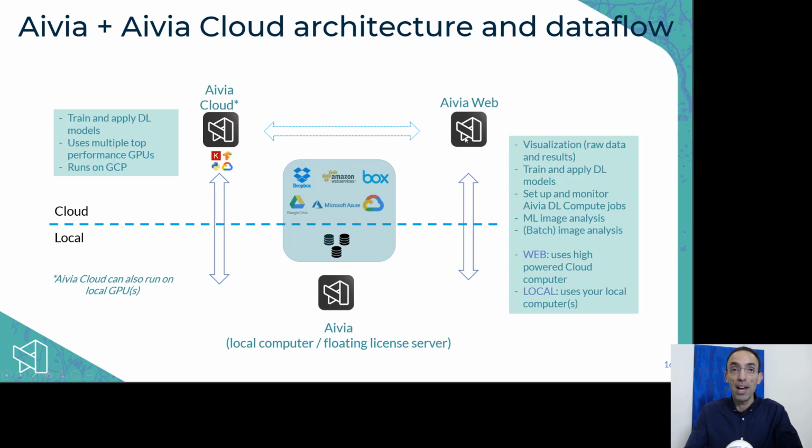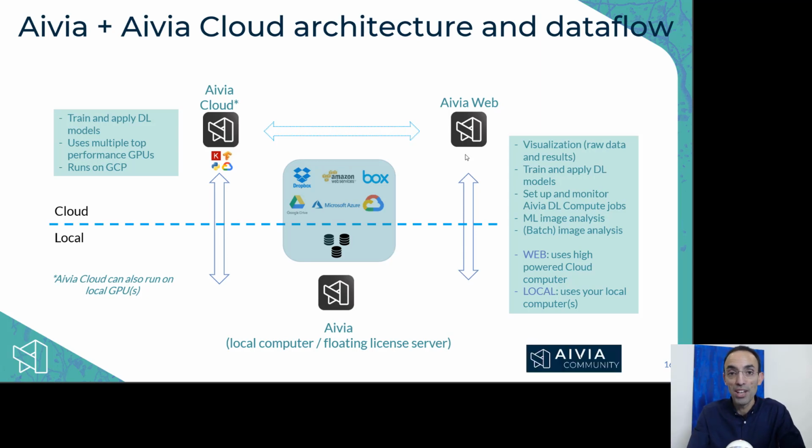Now, another deployment we have, apart from this desktop deployment, is Aivia Web. So Aivia Web has all of the functionality. It looks exactly the same as Aivia itself, but it's running in a web browser, running on AWS. And from this Aivia Web deployment, you can do all the tasks that you would do on the regular Aivia and on Aivia Cloud. So you can train and apply deep learning models, you can do pixel classifier, you can do segmentation, using any of the 20 or so recipes that we now have for 2D and 3D image analysis.